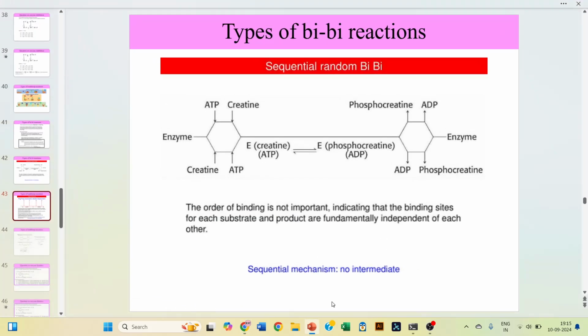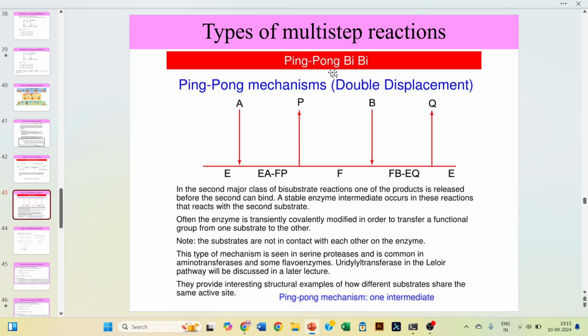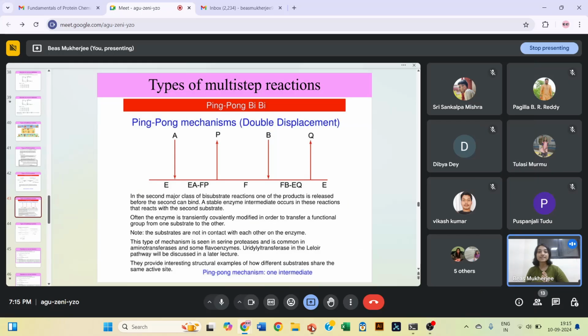But in the case of the ping pong bi-bi mechanism, initially A comes and the product has to leave before B comes and binds, and then again another product leaves. So in the second major class of bi-bi reactions, one of the products is released before the second substrate can bind, and a stable enzyme intermediate occurs in these reactions that reacts with the second substrate. So this reaction intermediate is the one interacting with the second substrate.